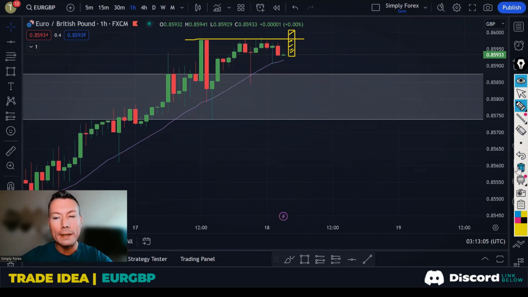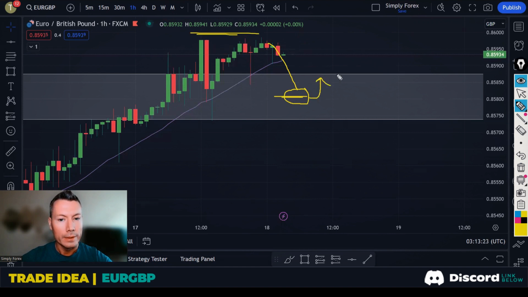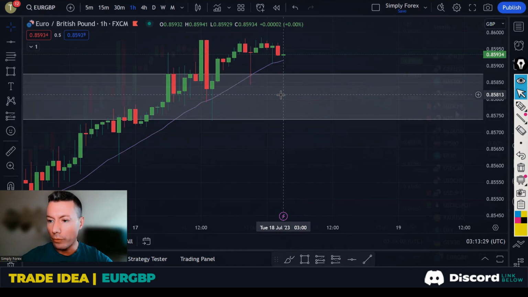But what I really like to see, guys, are retraces. I don't know if you know that by now. That's all I talk about. But I want to see a retrace because a retrace gives me value. I'd rather enter here to buy it than enter here on a break of this level. This is value here. All right, so that's what I want to see to buy euro pound.